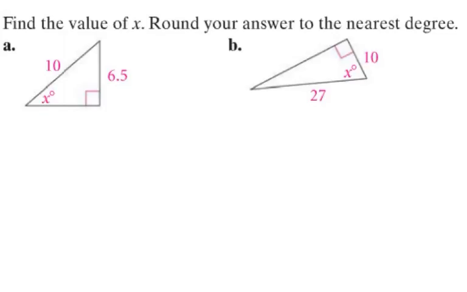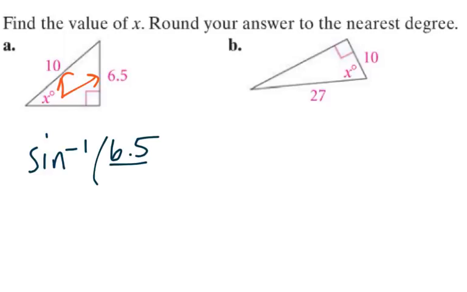Now here it says find the value of x, round your answer to the nearest degree. So again, it's so important that you figure out which one is the right one. On A, from x, you see that we have the opposite and we have the hypotenuse. Opposite over hypotenuse is sine. So we would say the inverse sine, since we're looking for an angle measure, of 6.5 over 10. Inverse sine of 6.5 over 10 gives us about 41 degrees, if you did that correctly with me.